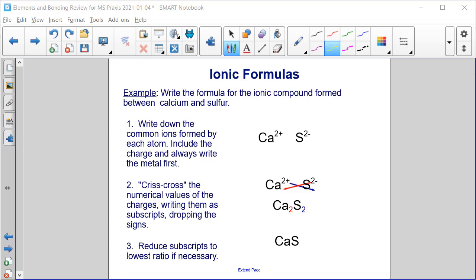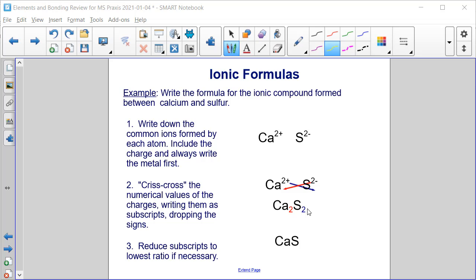Let's show another example here to write the formula for the compound formed between calcium and sulfur. So we have calcium, which forms a 2+ ion, sulfur, which forms a 2- anion. If I crisscross and write those charges as subscripts, I get Ca2S2. But I can reduce this because what this says is 2 calcium 2+ ions and 2 sulfur 2- ions. I don't need to say that I have 2 of them.